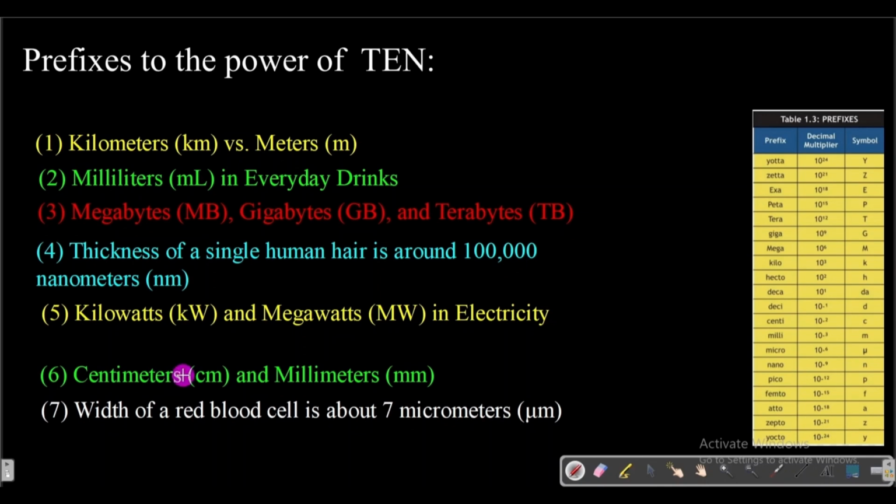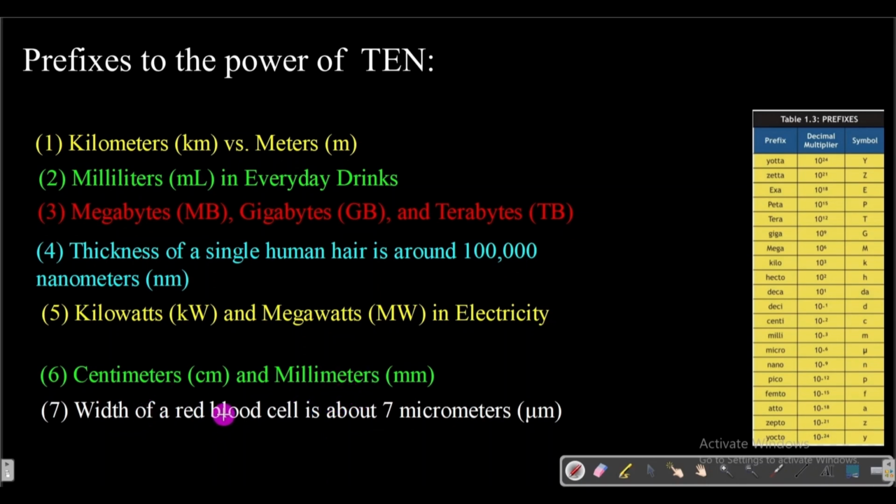Similarly, we use centimeters and millimeters. We know that meter is the unit of length. Then what about this centi? Centi is actually a prefix, which is used before the unit. And similarly, milli is also a prefix which is used before the meter, and meter is the SI unit.